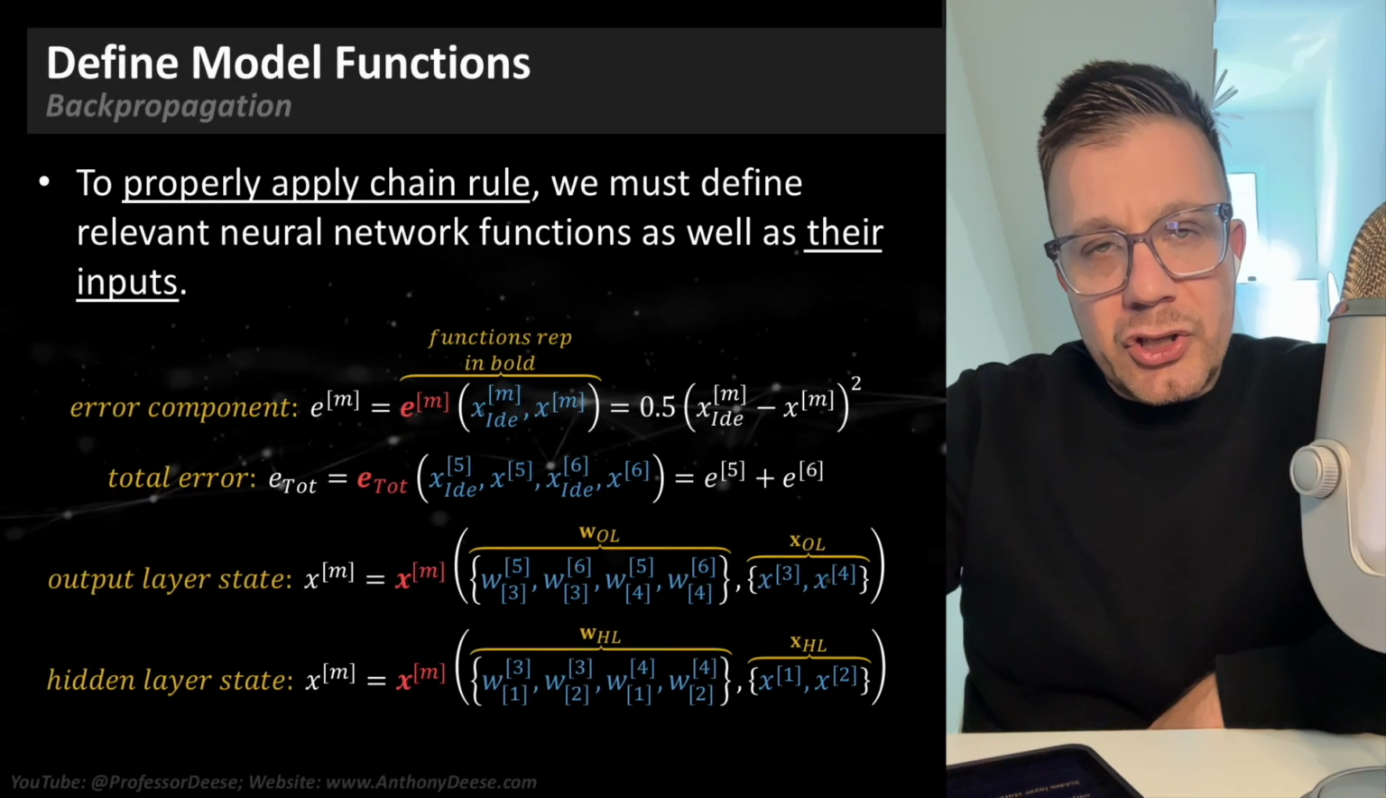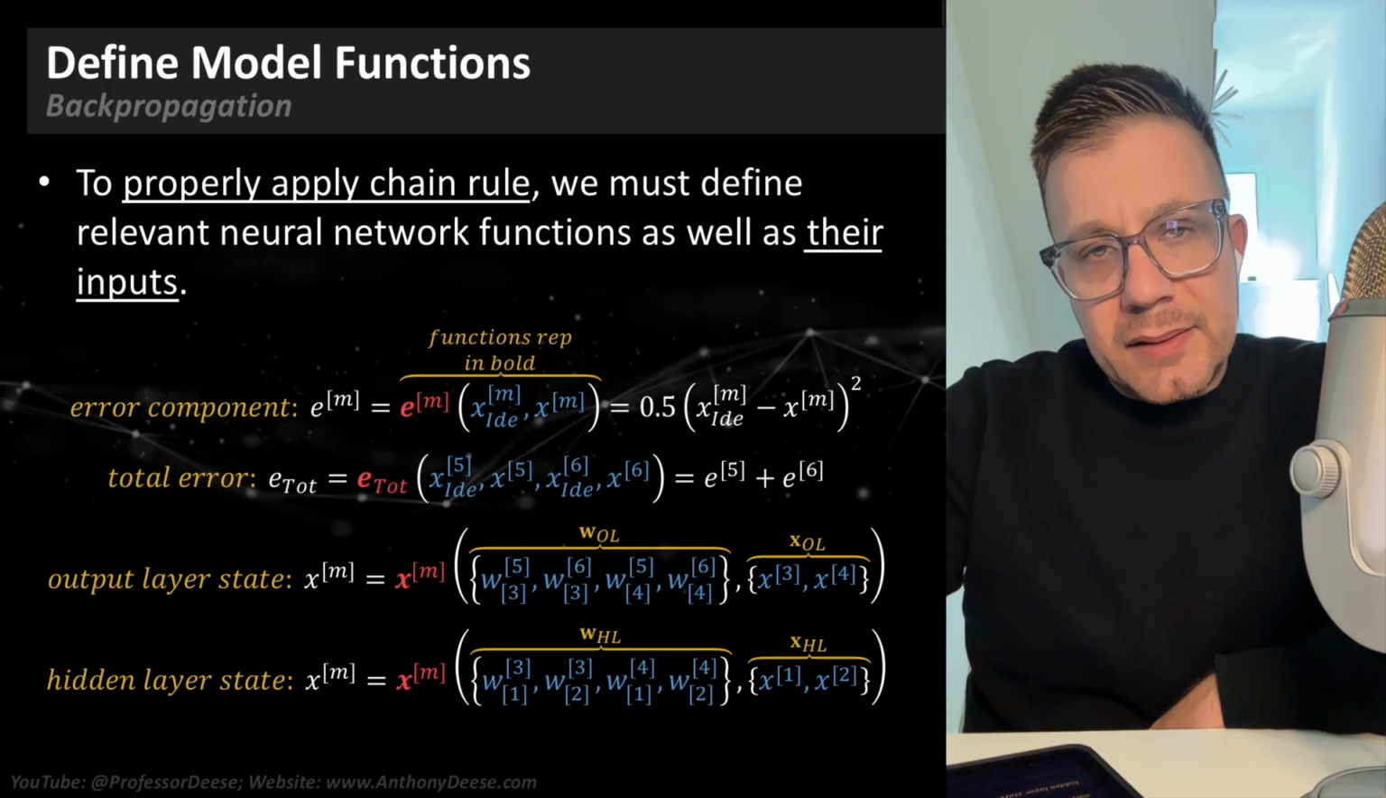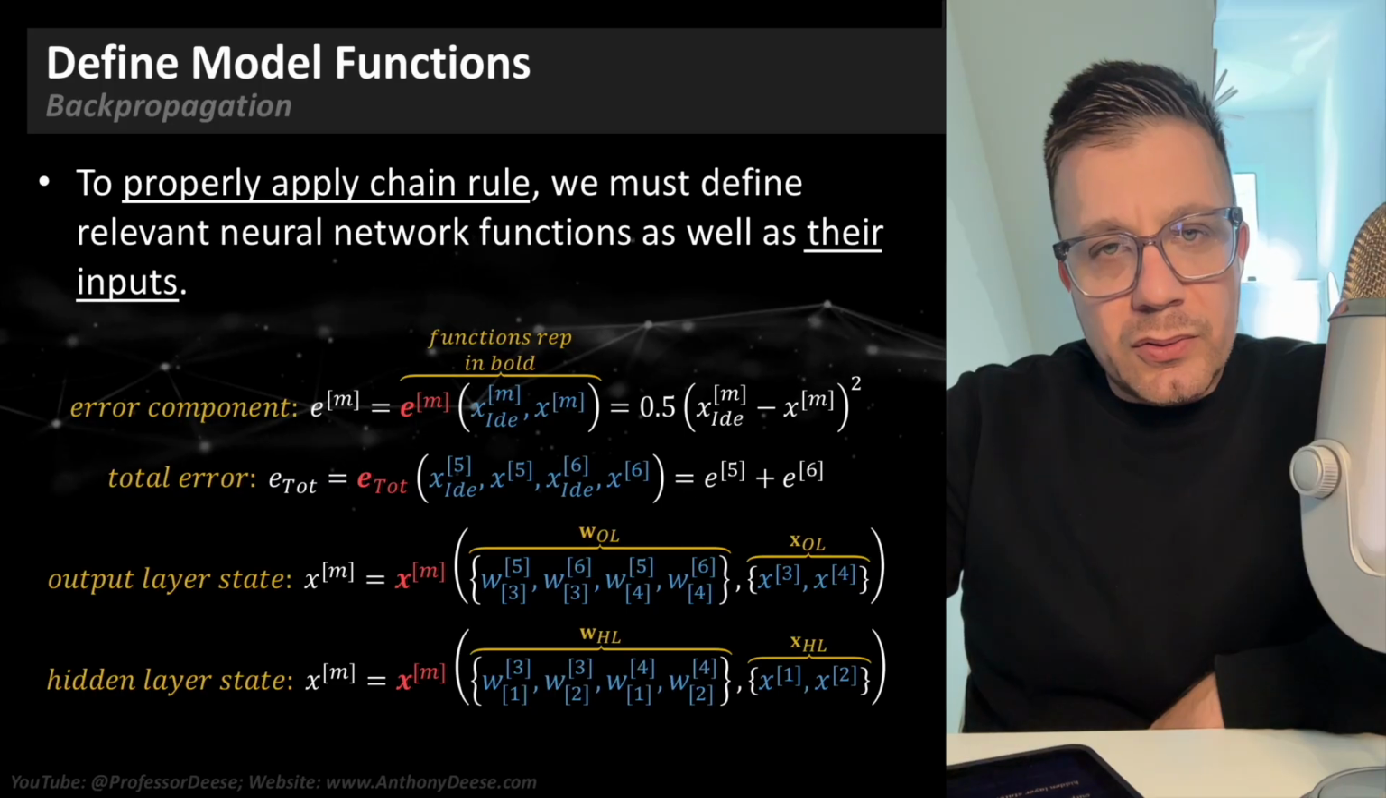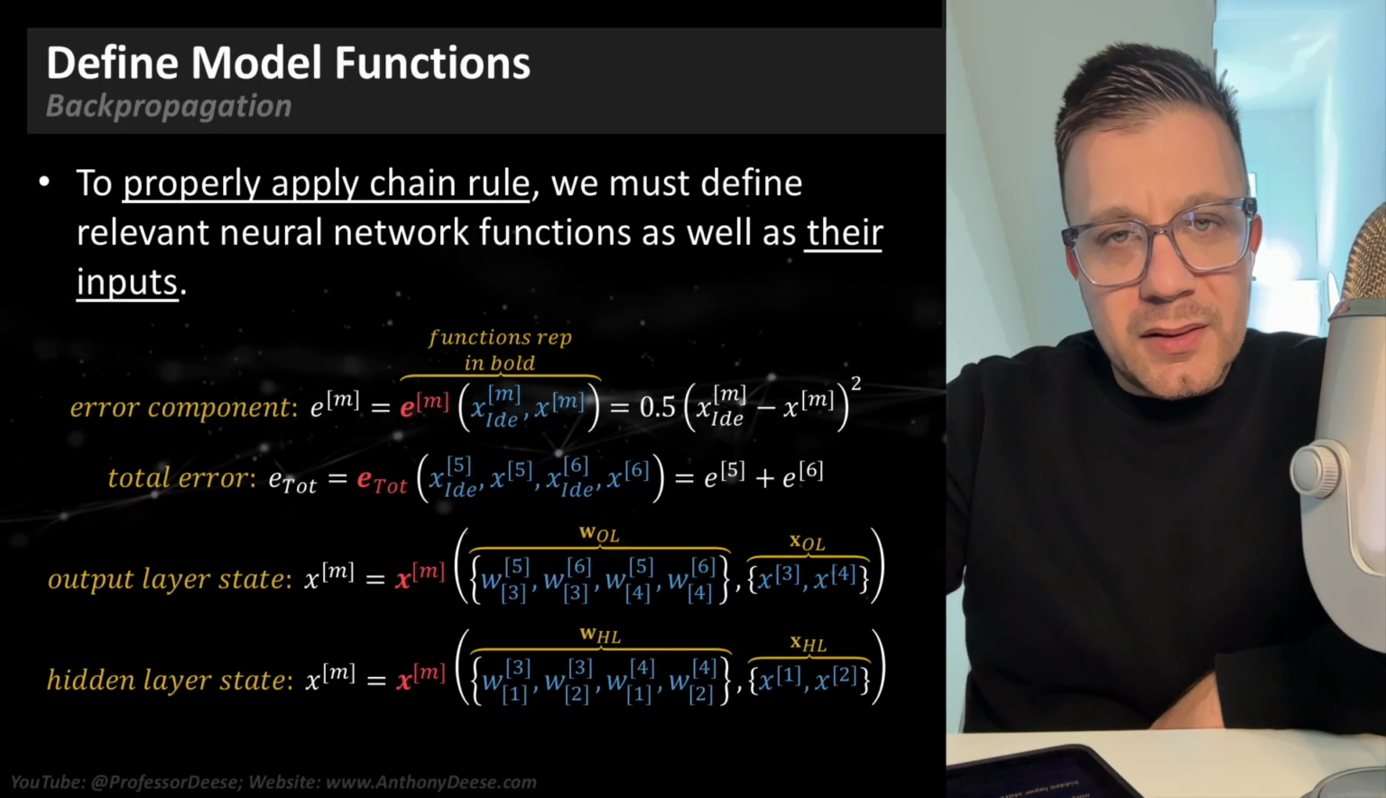To properly apply the chain rule to backpropagation, as is the objective of this module, we must clearly define all of the functions relevant to this neural network, as well as the inputs or arguments that they accept.